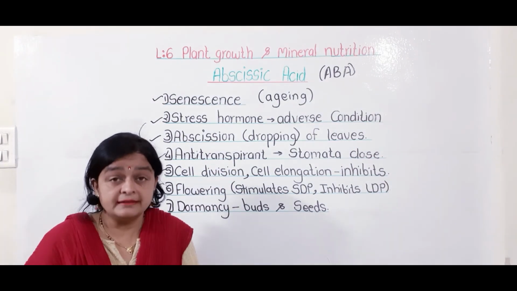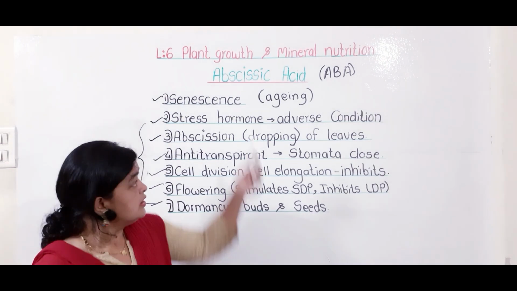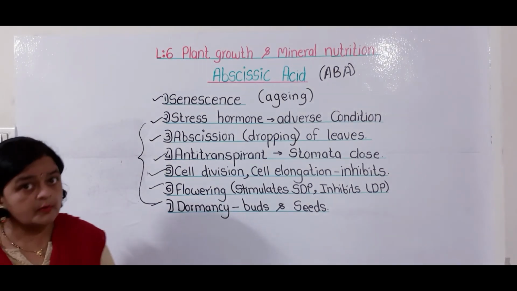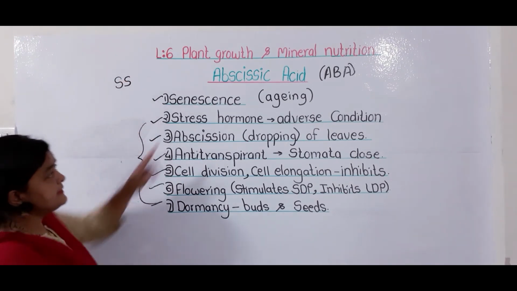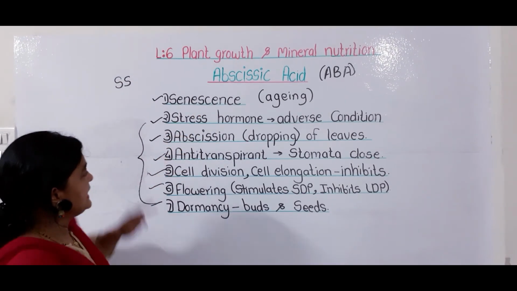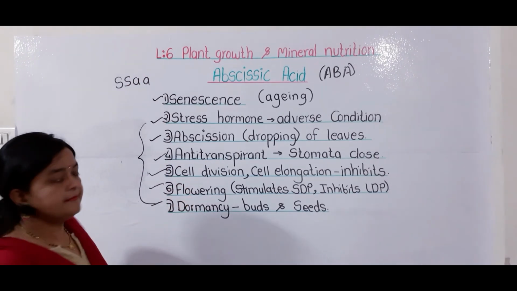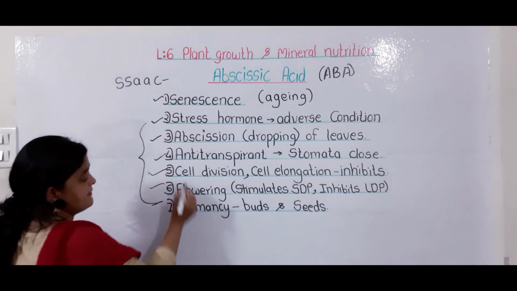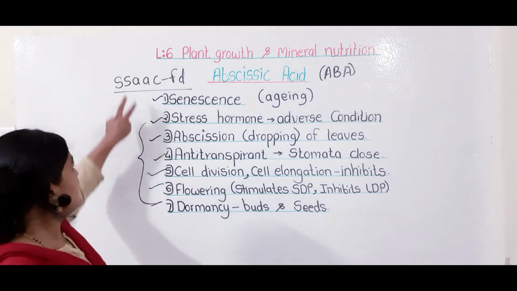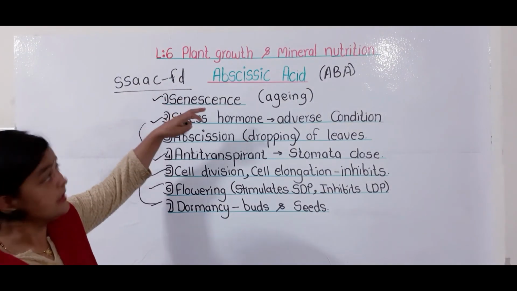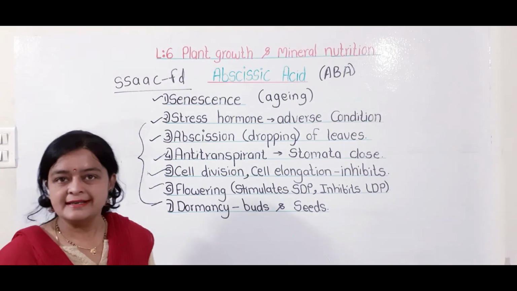Actually, abscisic acid is nothing but it is helping the plant in adverse condition or stress condition. So here we have completed this. How will you keep this in mind? S, senescence, stress hormone, AA, abscission and anti-transpirant, CFD, C for cell division, F for flowering, and D for dormancy. So here we have completed abscisic acid. It is also called the stress hormone.